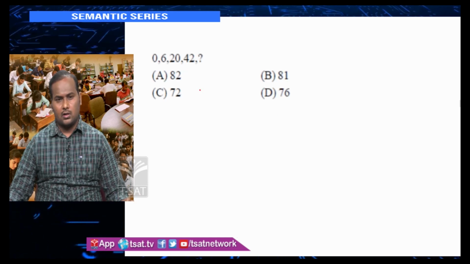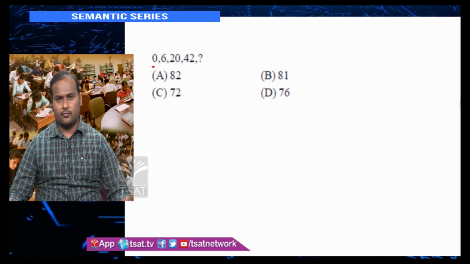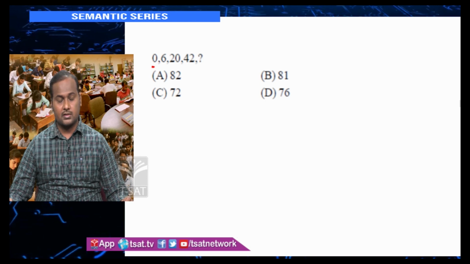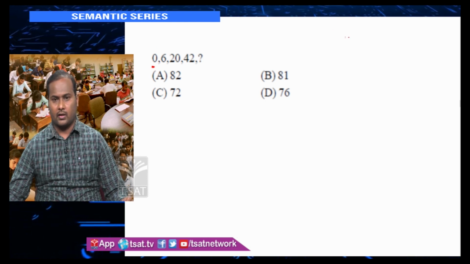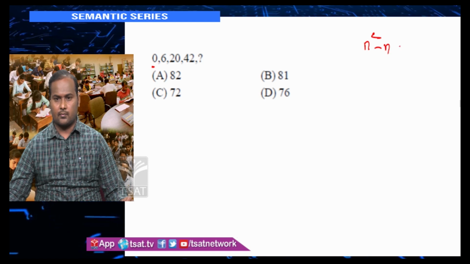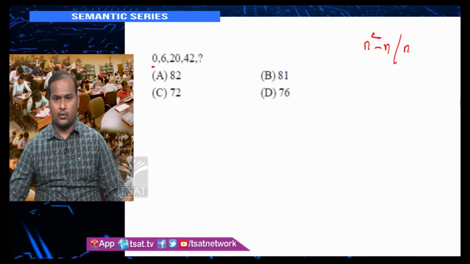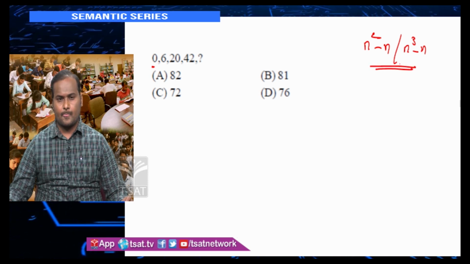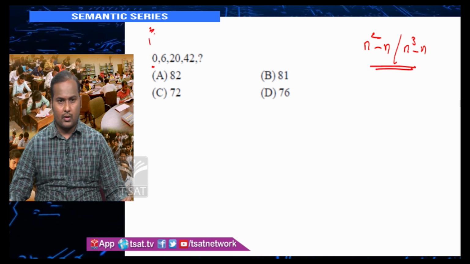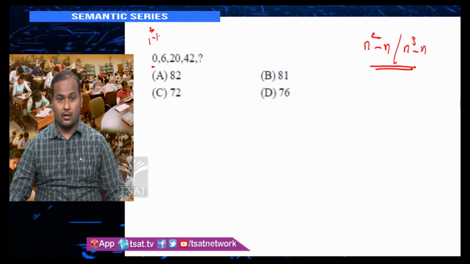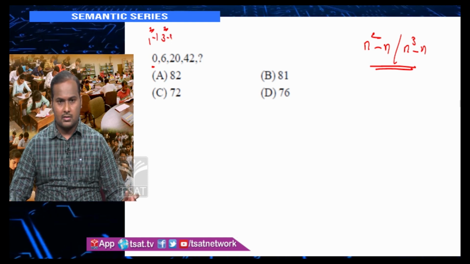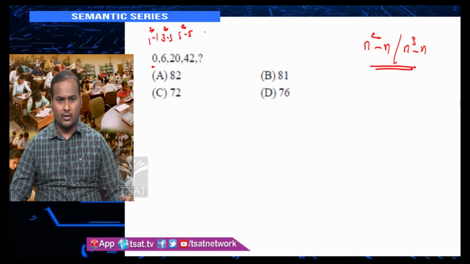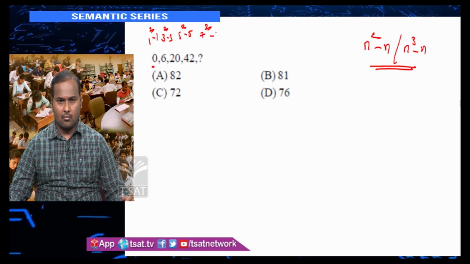See, in this question, it starts with 0. This is the clue for me. Whenever any question starts with 0, generally, I am talking about generally, not specific cases, it is in the format of either n square minus n or n cube minus n. So this format he will generally follow in the SSC exam. So I can write 0 like 1 square minus 1. 6 I can write like 3 square minus 3. 20, 5 square minus 5. 42, 7 square minus 7.